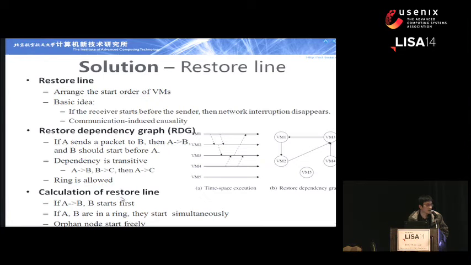Finally, the restore line can be calculated from the graph by the following rules. If A depends on B, then B will start first. And if A and B are in a ring, then they would start simultaneously. And an isolated node such as VM5 can start freely.